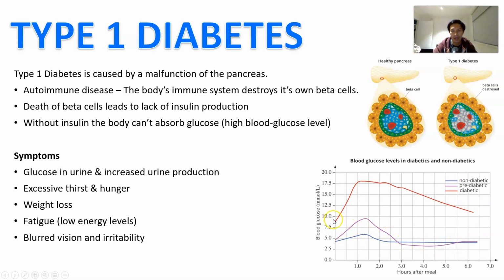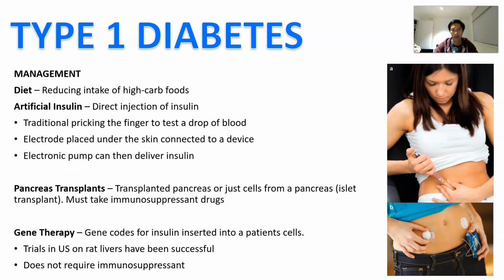And then in a diabetic, you can see it's completely broken down because the glucose spike is really high. On top of that, it doesn't go back down quickly, or it doesn't go back down fully at all. And so you have to manage it in another way. Symptoms of type 1 diabetes include glucose in the urine or increased urine production to try and get rid of it, excessive thirst or hunger, weight loss, fatigue, blurry vision and irritability. Usually symptoms are pretty consistent with hyperglycemia.